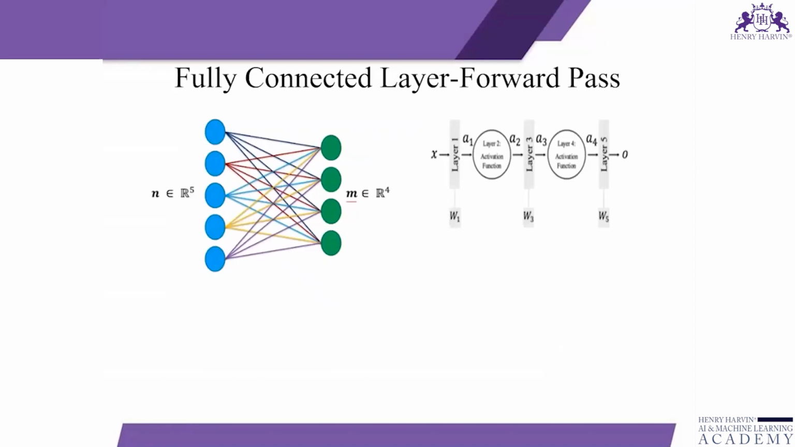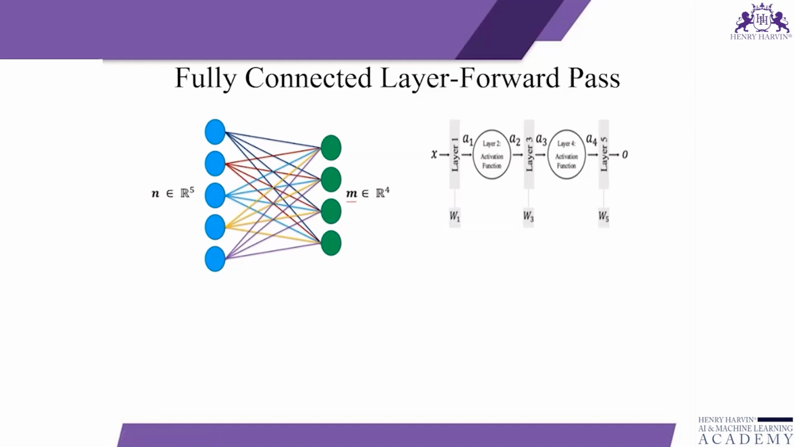Now here you can see a fully connected layer. There are 5 input neurons and 4 output neurons. So we have a fully connected layer going from 5 neurons to 4 neurons. The input is n and the output is m.